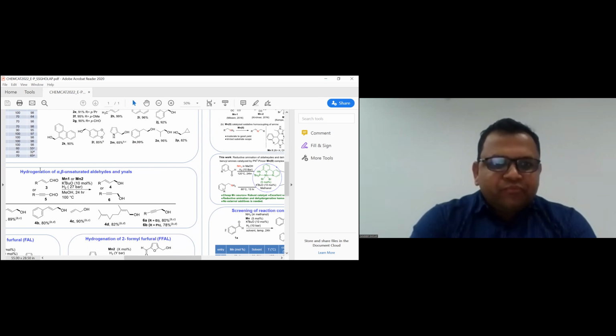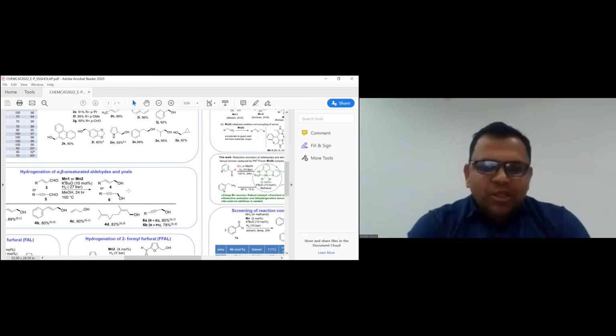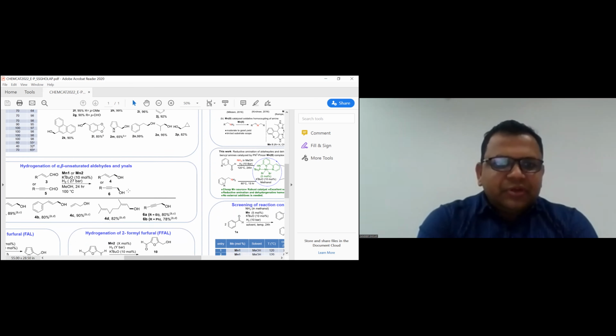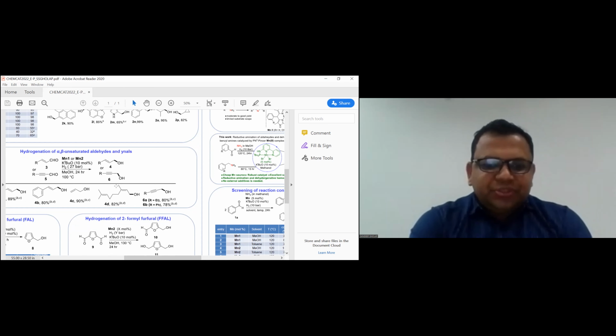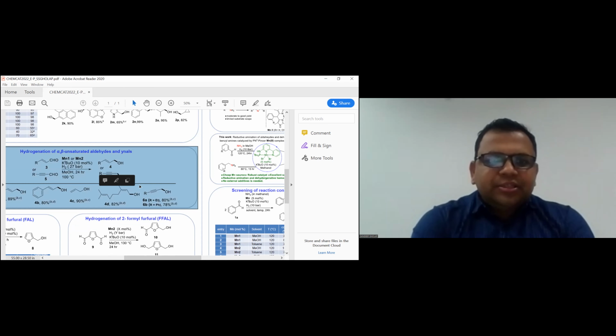where there is always the possibility of reduction of the carbon-carbon double bond as well as the carbonyl group. But here we observe that it selectively reduces only the carbonyl group to alcohol. Even in the case of alkynes, we successfully achieved reduction of only the aldehyde group into the alcohol group. Here you can see various aldehydes containing a double bond as well as a triple bond, and selectivity is successfully achieved to reduce the aldehyde into the alcohol.